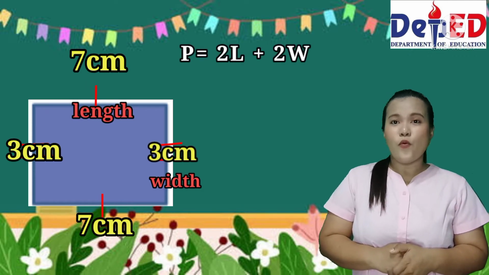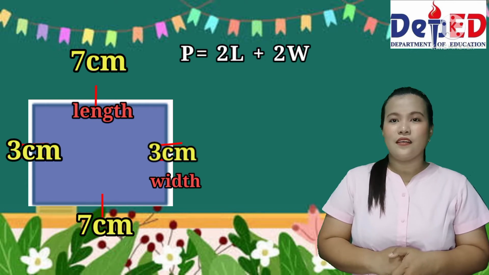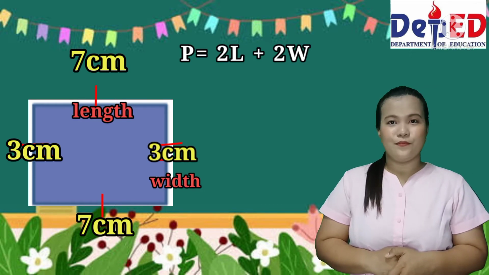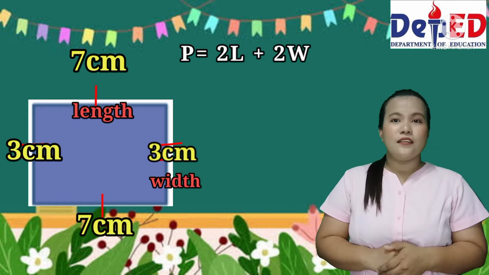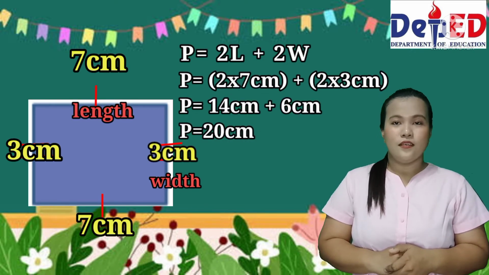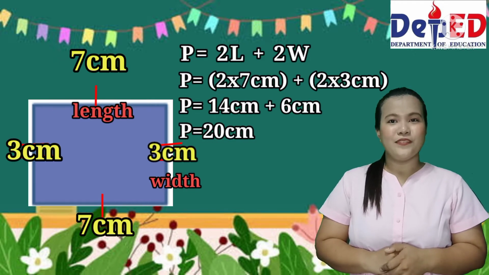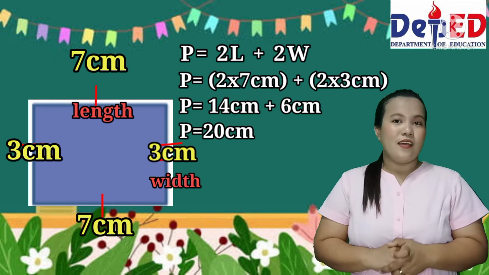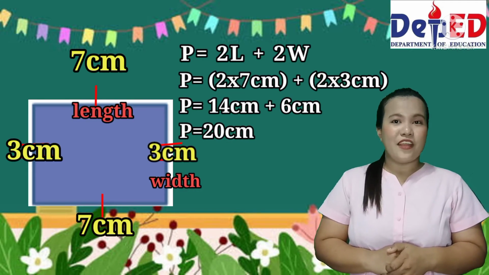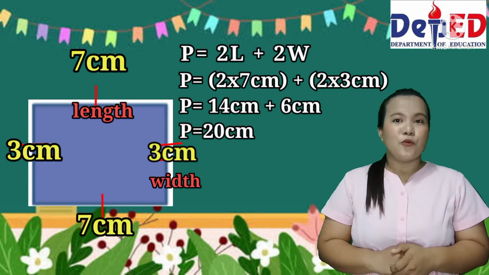Or we can use the formula for the perimeter of the rectangle, which is P, which stands for perimeter, is equal to 2L, wherein L stands for the length, plus 2W, where W stands for width. If we substitute the given in our formula, it will become P is equal to 2 times 7 plus 2 times 3, equals 2 times 7 is equal to 14, plus 3 times 2 is equal to 6. So 14 plus 6, we have 20 centimeters.